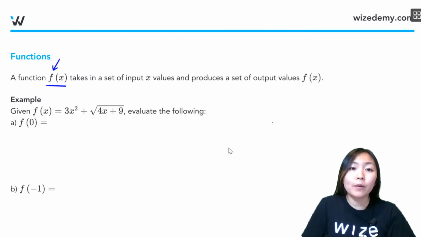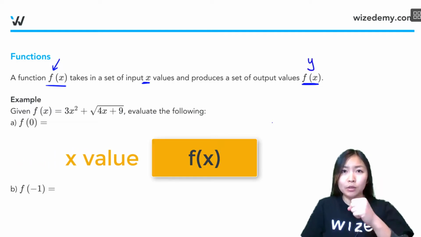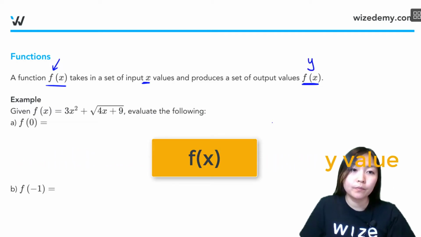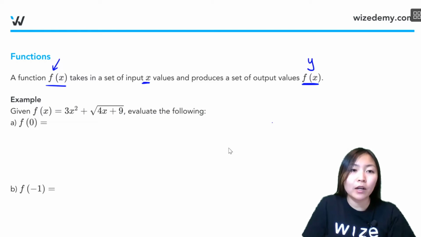It takes in a set of input values x and produces a set of output values f at x, or some people call them y. So it takes in numbers, spits out numbers. So for example, this function f at x equals 3x squared plus the square root of 4x plus 9. And we want to evaluate the following.